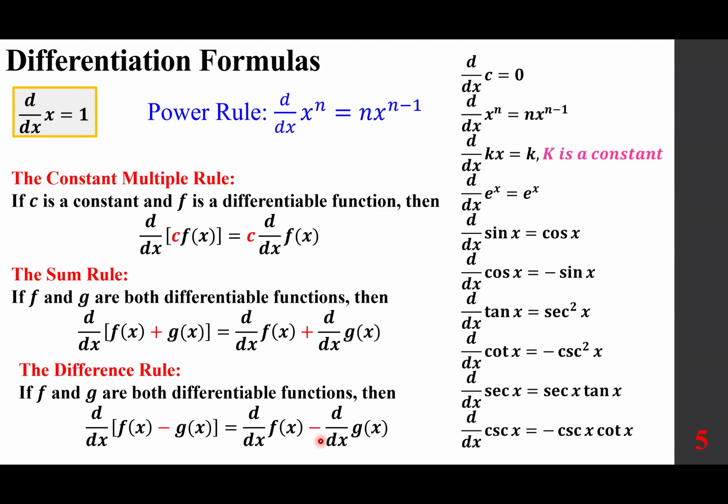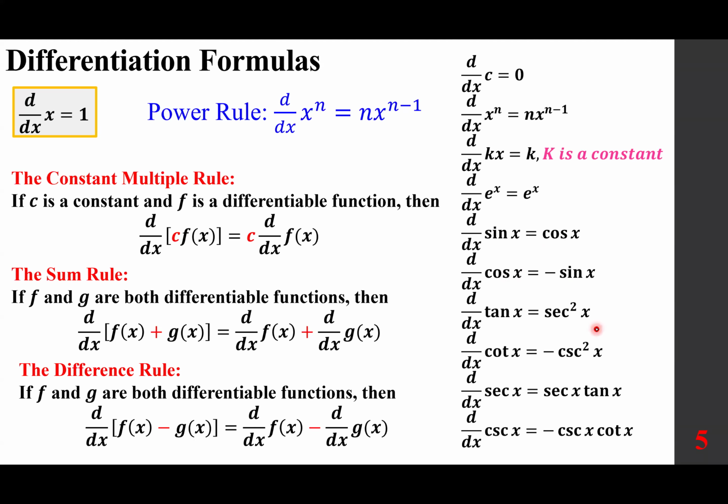And now some of the formulas we come across. The derivative of a constant is 0. The power rule, the derivative of x to the power of n is n x to the power of n minus 1. The derivative of kx is k, where k is a constant. And again, that comes from here, because the derivative of x becomes 1 and k remains. The derivative of e to the power of x is itself, e to the power of x. The derivative of sine is cosine. The derivative of cosine is negative sine.